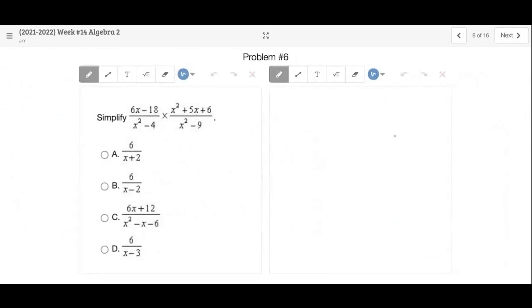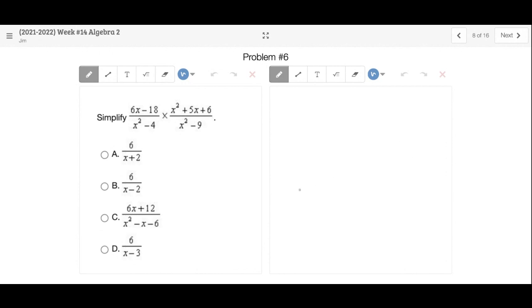All right, number 6. All multiplication. The rule for multiplication is factor everything, and most things are going to cross off. So who's going to struggle with multiplication? Those of you that don't know how to factor. That's going to cause some problems because there is a lot of factoring up here.